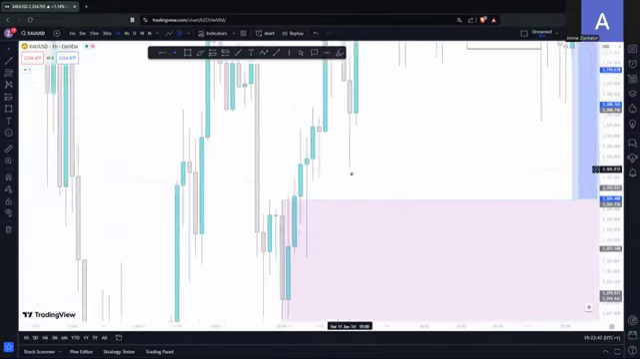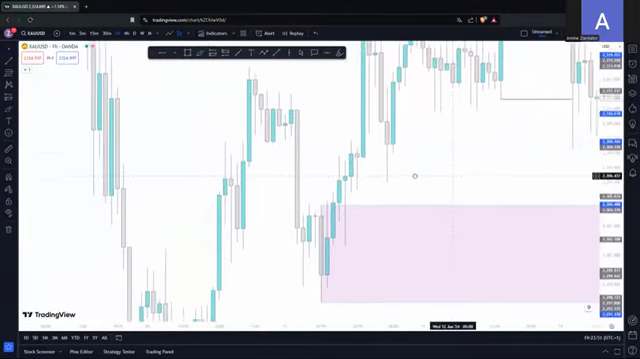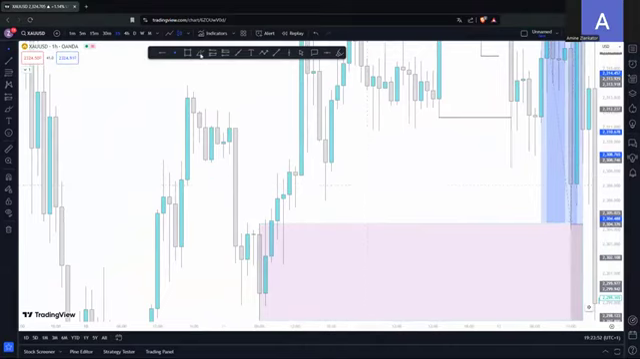Now, some of you might ask, oh, but I have wicks in here. It's not fresh, bro. How do I take buys? It's not fresh. No, it is fresh, because it's only unfresh if it touches after the 2 breakouts. Where is this? Where is the second breakout? The second breakout is right here.